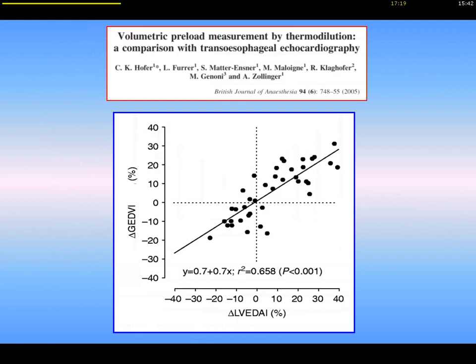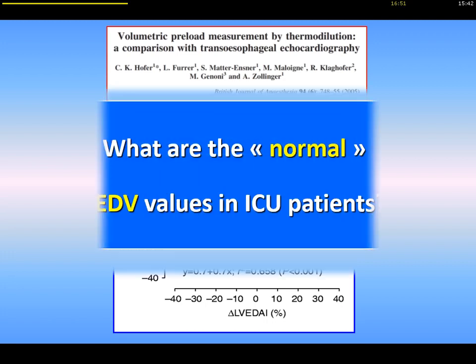And others, Chris Hofer and co-workers, looked at the changes in global end-diastolic volume index measured by the PICO here, and the changes in the left ventricular end-systolic area index measured by echocardiography. And they found a nice correlation in spite of the fact that the left end-systolic area measures the preload of the left ventricle only, and the GEDV is a global marker of preload.